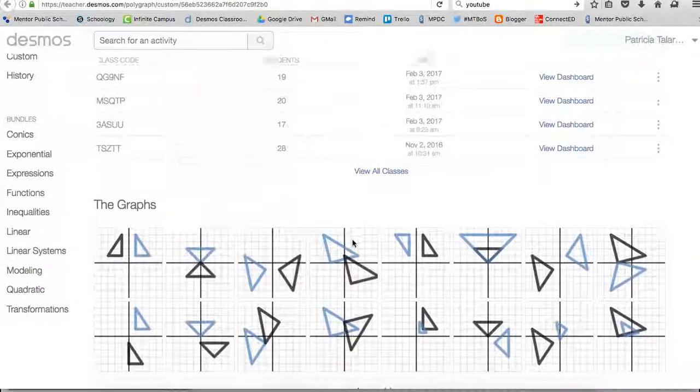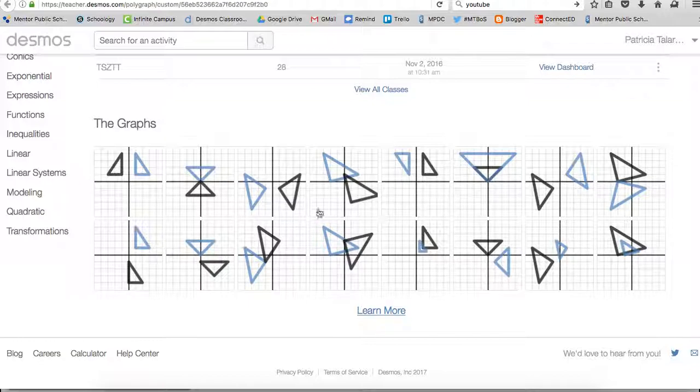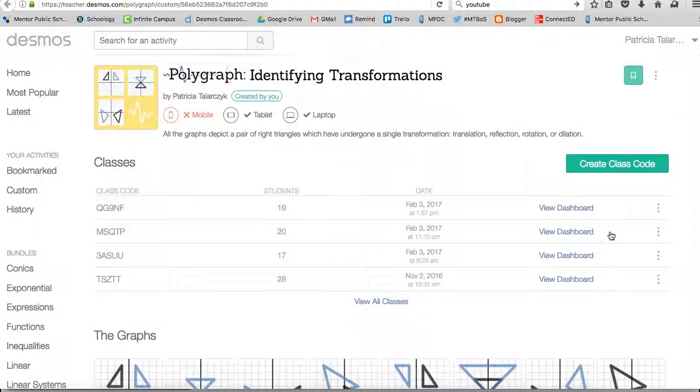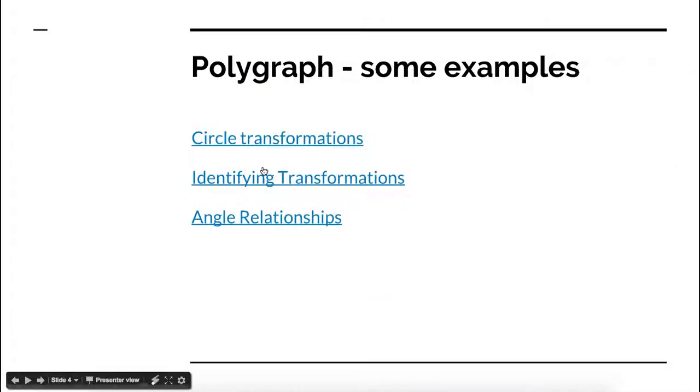I'm just going to briefly show you these others so you can see what they look like. Identifying transformations: I have a series of right triangles. I purposely made them right triangles so that it would eliminate an element of possible discussion for students. They can't ask, is it right, as a way to narrow down. I wanted to force them to focus on which transformation was present. So that is another way to approach that.